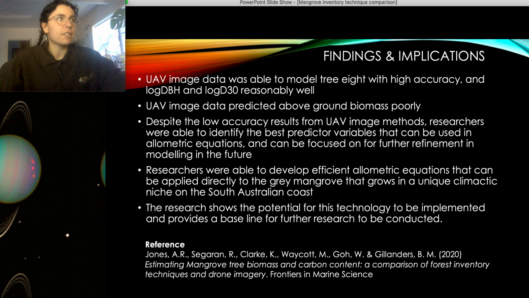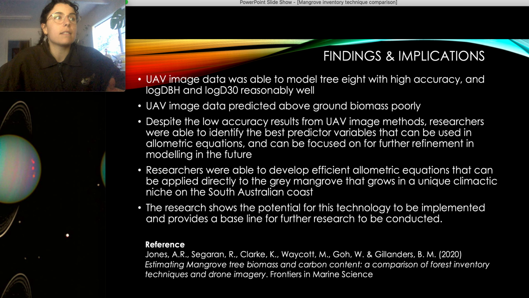So the study did actually demonstrate the potential for using UAV image-based models for mangrove structure to extract other variables used to estimate above ground biomass and carbon. UAV image data was able to model tree height with high accuracy and log DBH and log D30 reasonably well. However, the UAV image data predicted above ground biomass poorly. But despite the low accuracy results from those methods, researchers were able to develop the best predictive variables that can be used and can be focused on for further refinement in modelling in the future.